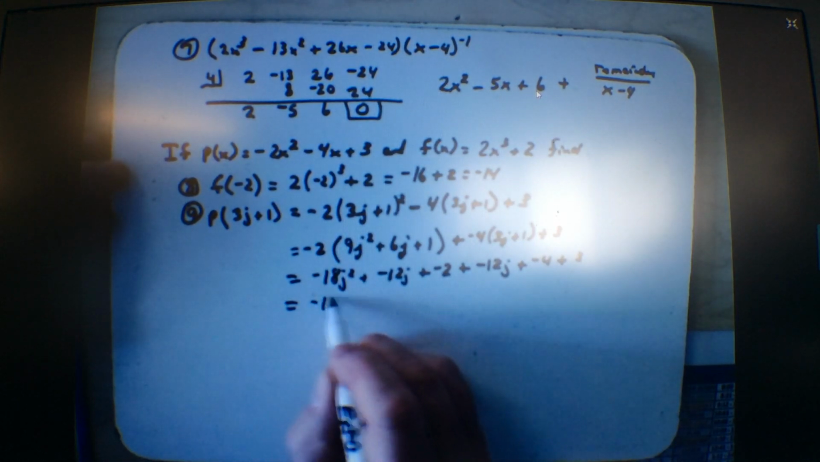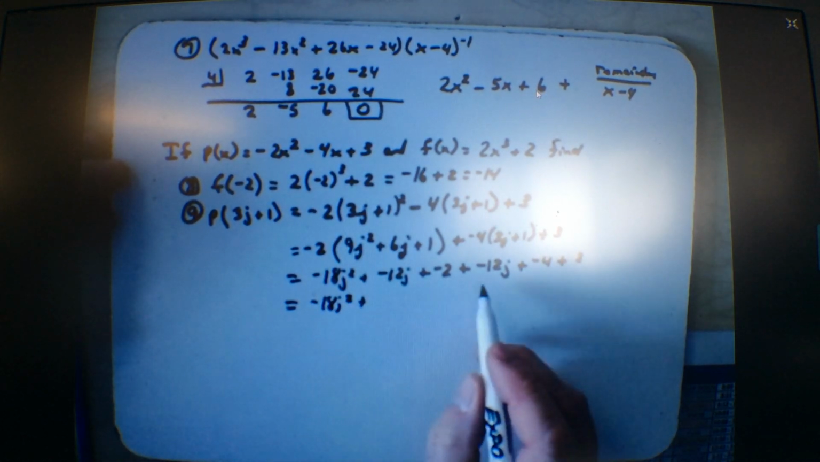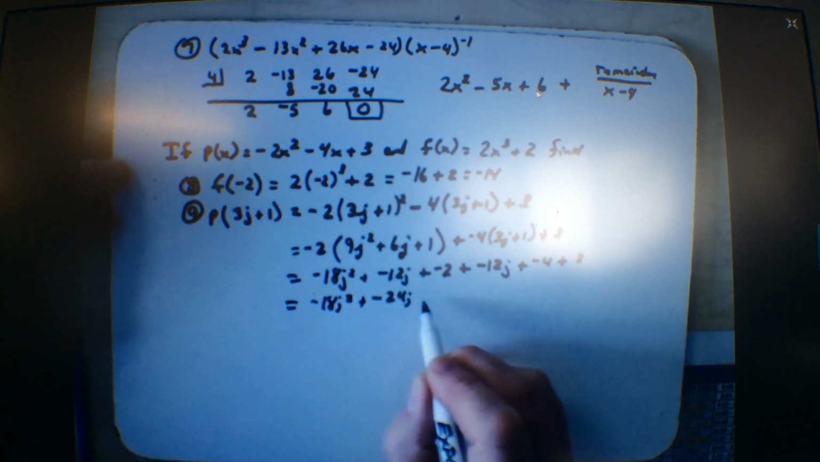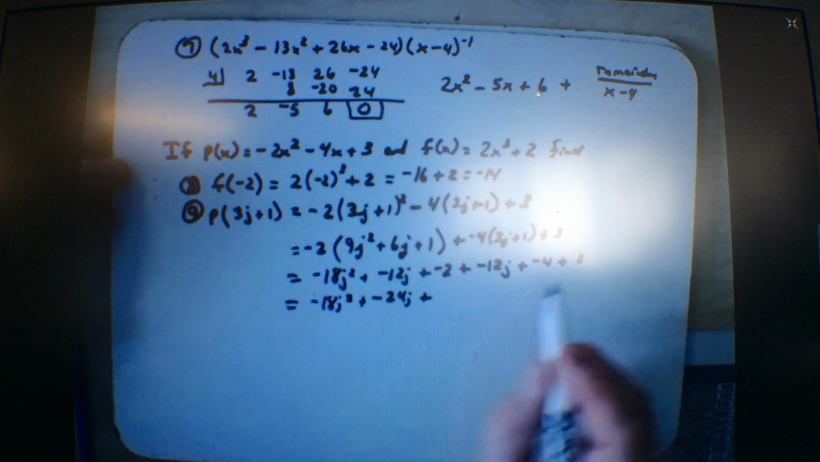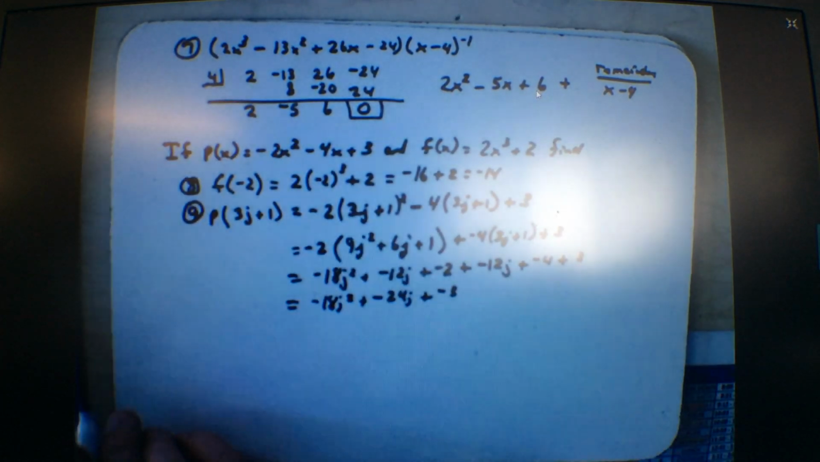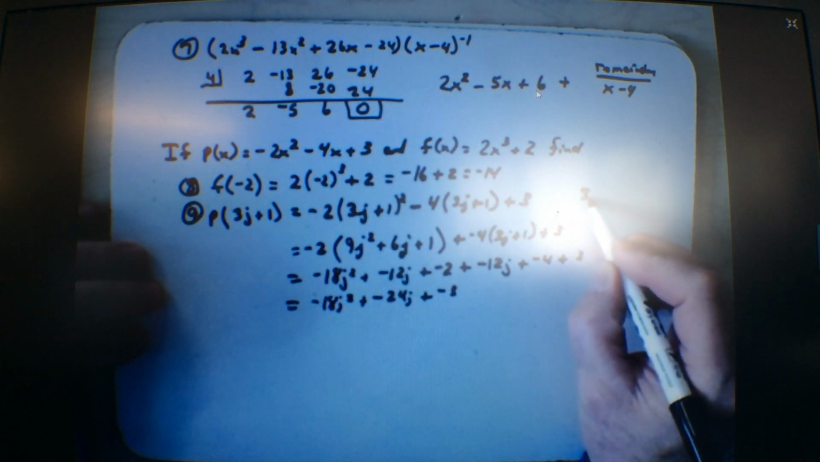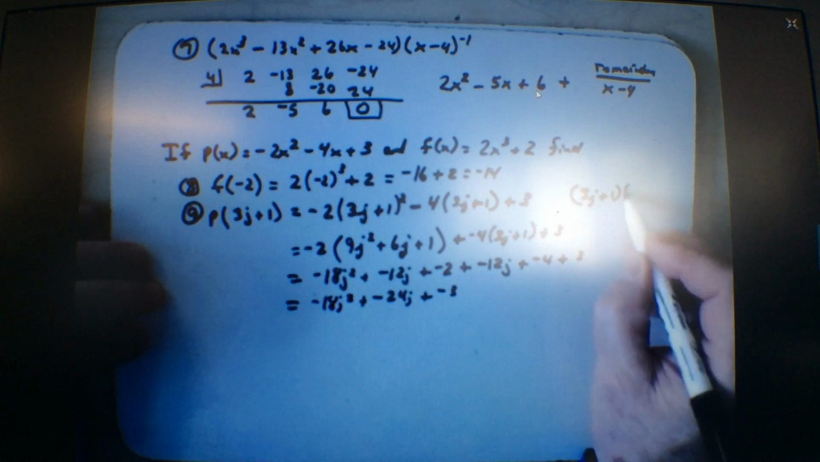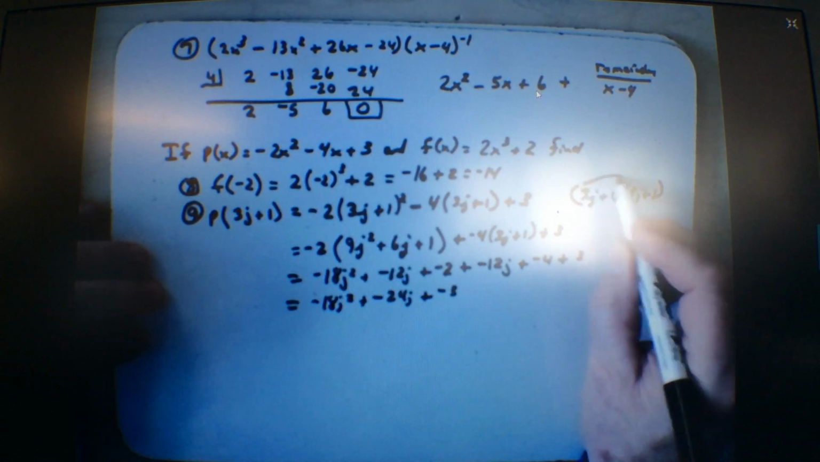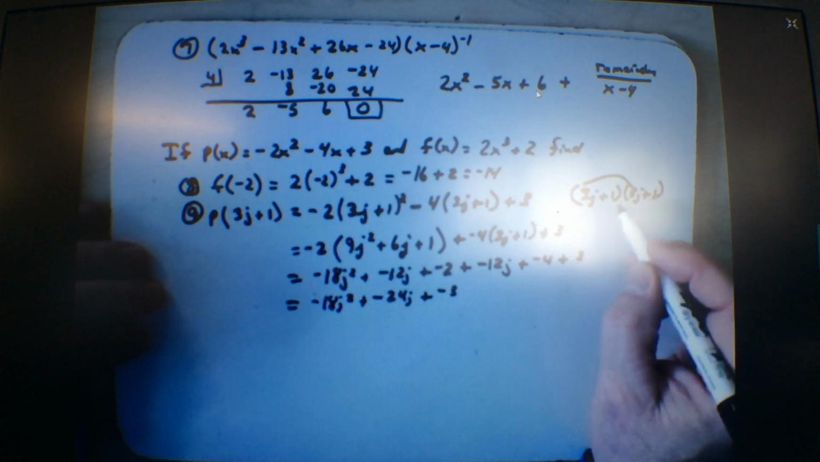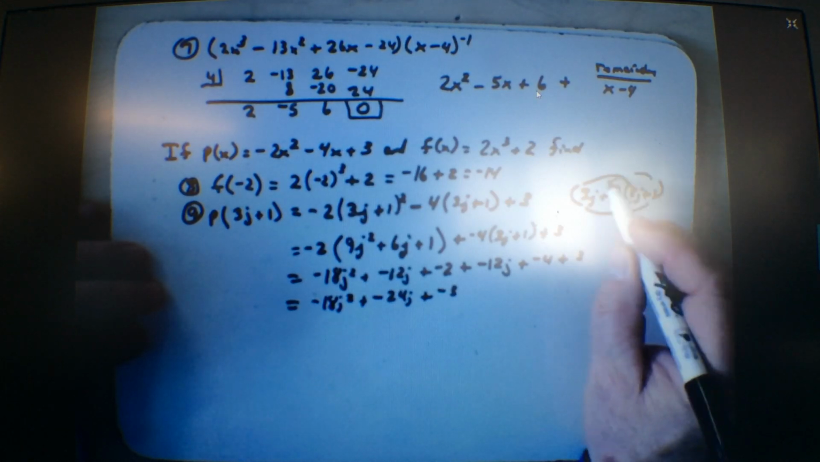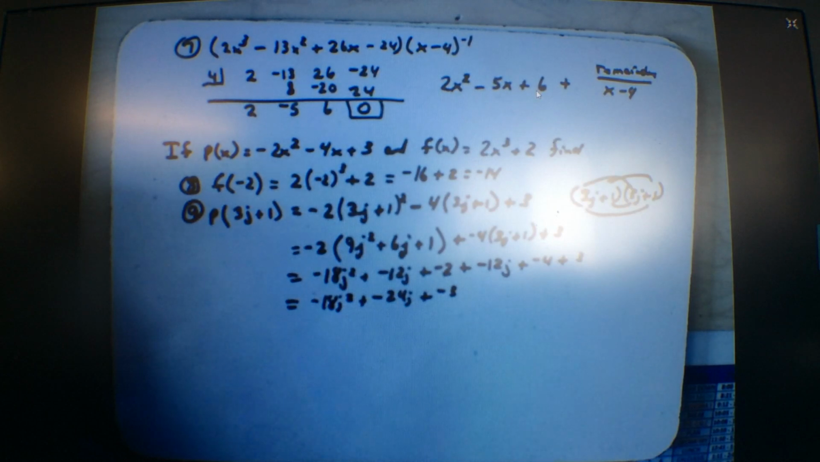So it looks like I'm going to get a negative 18j squared plus a negative 24j plus a negative 2, negative 6, negative 3. How'd you get the 9j squared? I FOIL this. I take 3j plus 1 times 3j plus 1, and I do this. So that would be 9, right? That's what I did. I just did it in my head for time's sake. What's an 18j squared, right? I think it's squared. Yeah, I think it is.